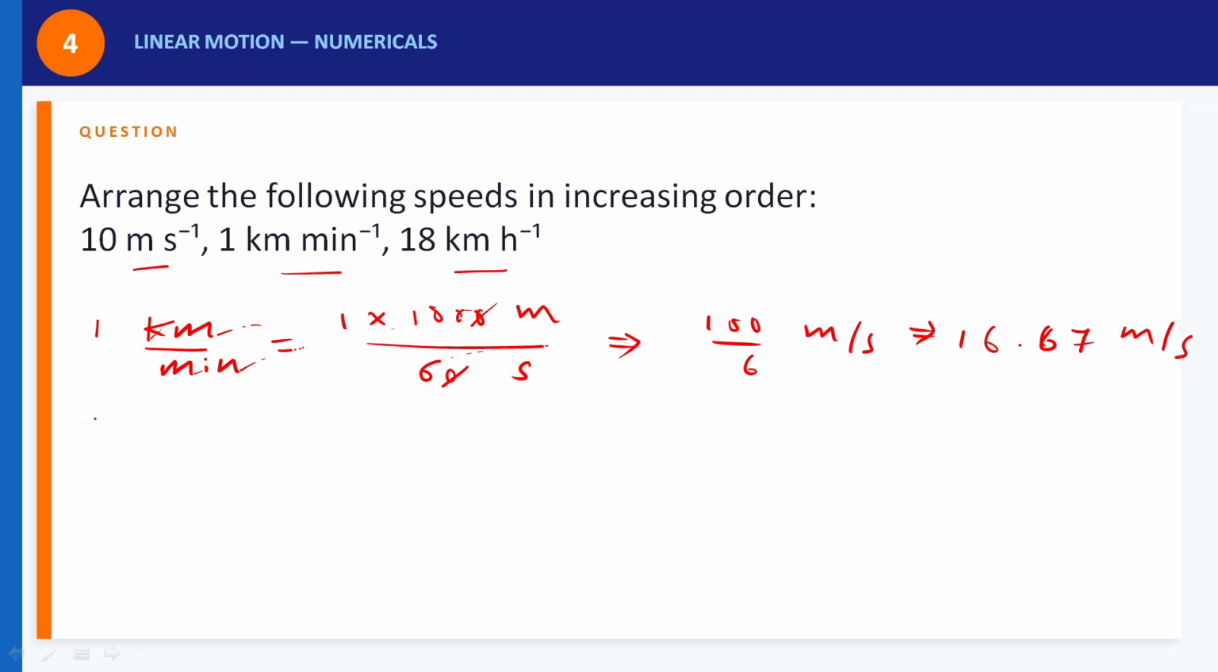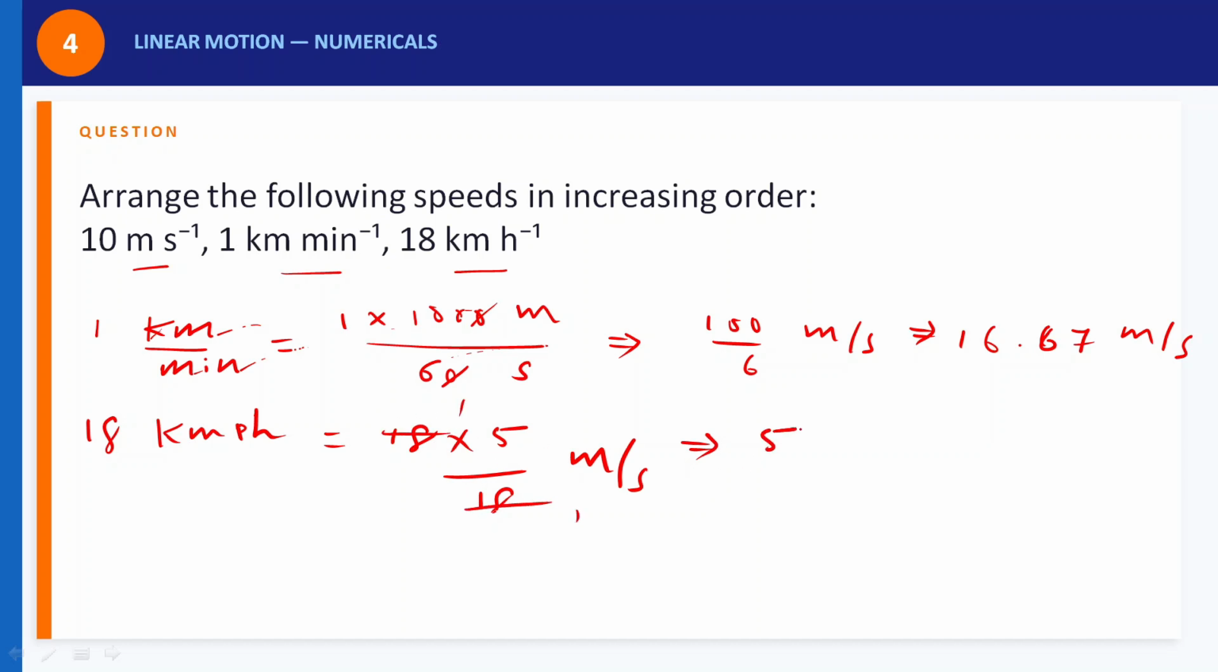The next one, 18 kilometer per hour. 18 kilometer per hour equal to 18 into 5 by 18 meter per second. That implies 18 ones are 18. So simply we will get here 5 meter per second.